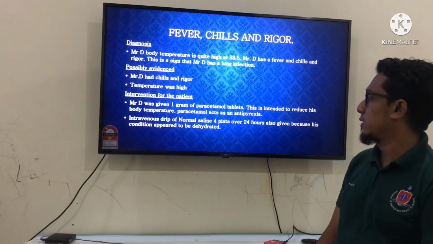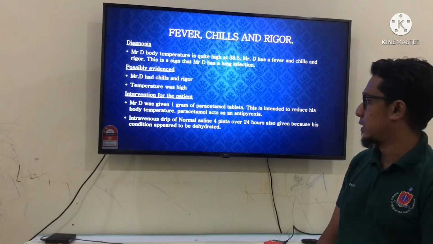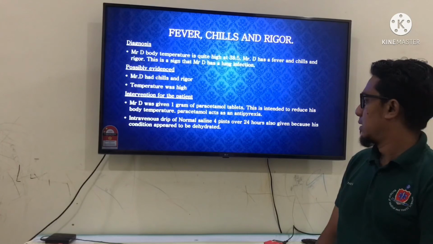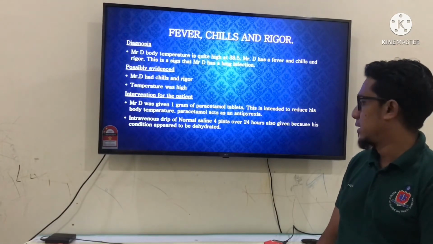Okay, intervention for the patient. Mr. D was given 1 gram of paracetamol tablet. This is intended to reduce his body temperature. Paracetamol acts as an antipyretic. Okay, an intravenous drip of normal saline 4 pints over 24 hours was also given because his condition appeared to be dehydrated.